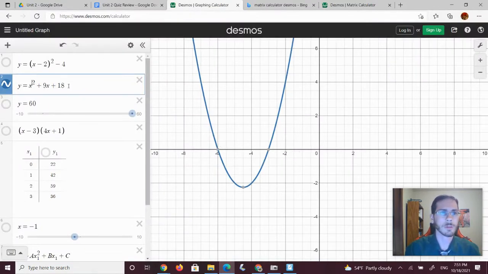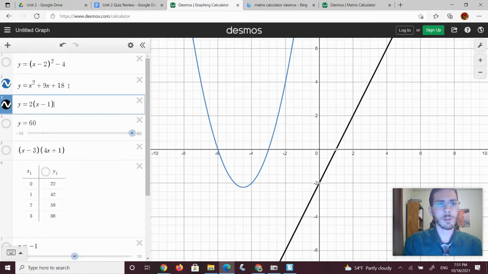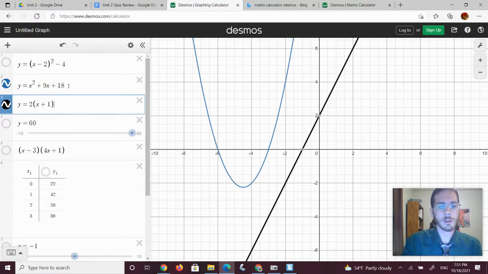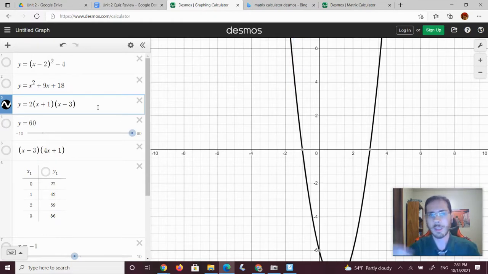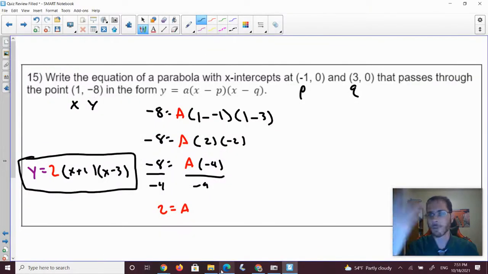I need a new one. Equals 2x minus 1 plus 1, x minus 3. I'll get this blue one off. So that's what I'm claiming I want the answer to be. So I have to check to make sure it passes through all the points it says that I should pass through. So 3, 0 and negative 1, 0 are my intercepts. That checks out. That's what I want.